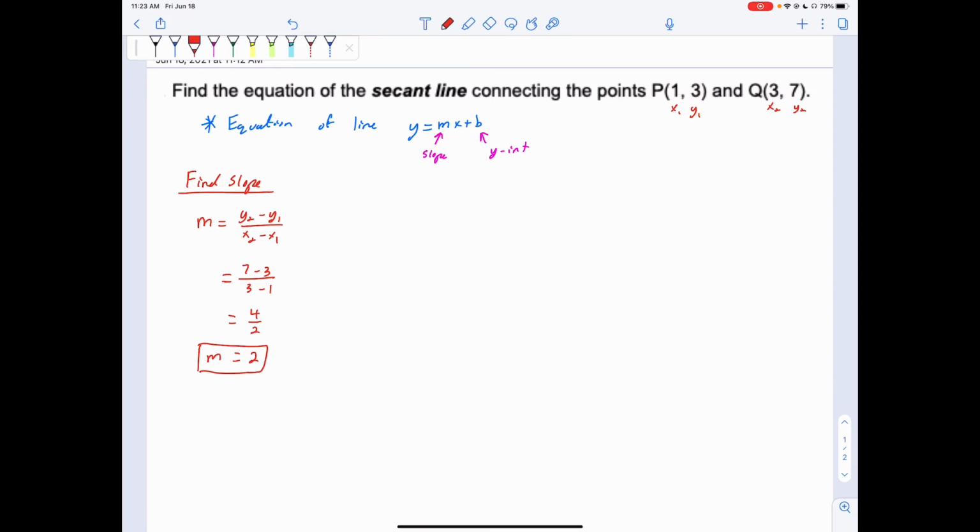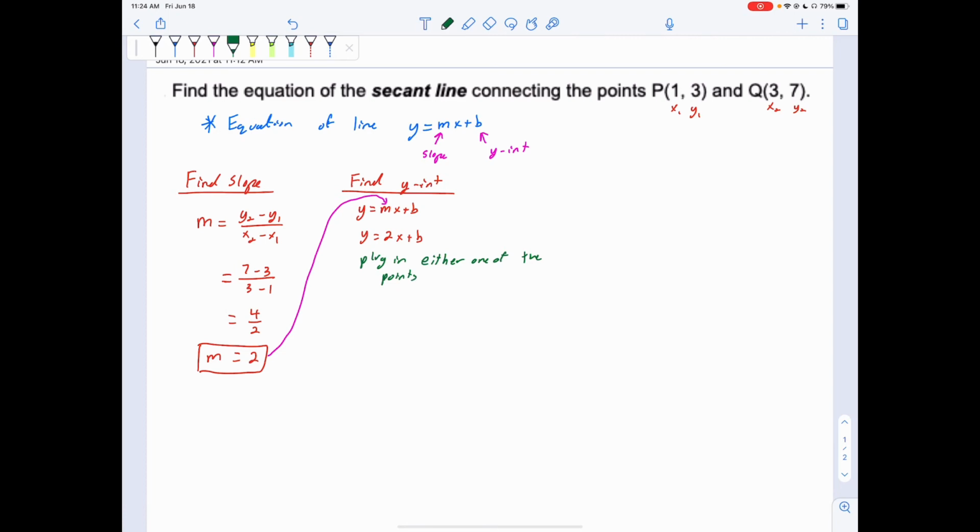Then the next part is finding the y-intercept. Now, how do we find the y-intercept? Well, we go back to our general equation of the line where it's y equals mx plus b. We know we're given our slope, so we can plug in 2 for m. So this becomes y is equal to 2x plus b. And then furthermore, we can plug in either one of the points for our x and y, and we can solve.